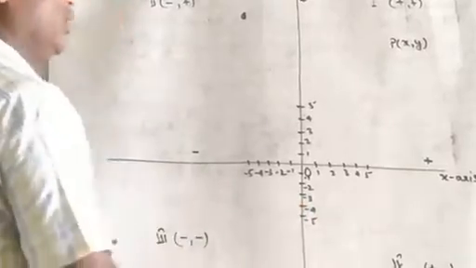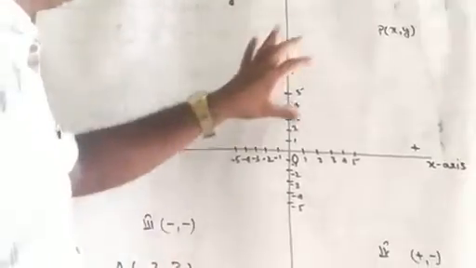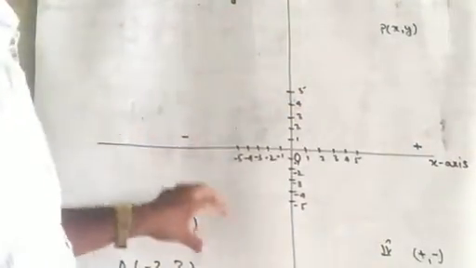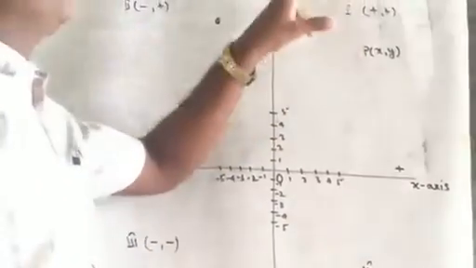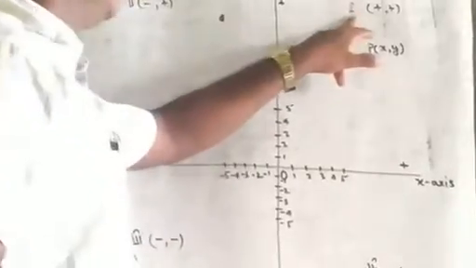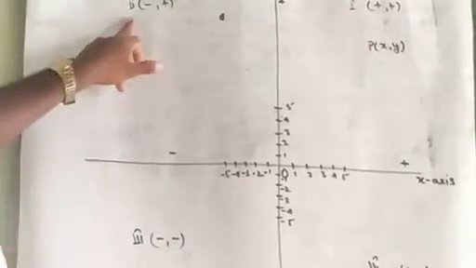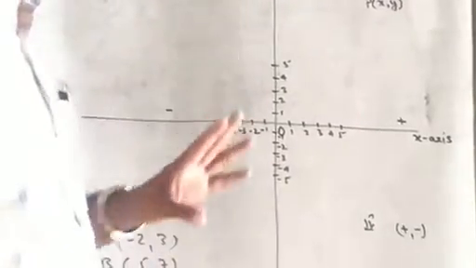And that is also negative. All of you see, the x-axis and y-axis divide the plane in four equal parts. Each part is known as a quadrant. This is the first quadrant, this is the second quadrant, this is the third quadrant, and that is the fourth quadrant.